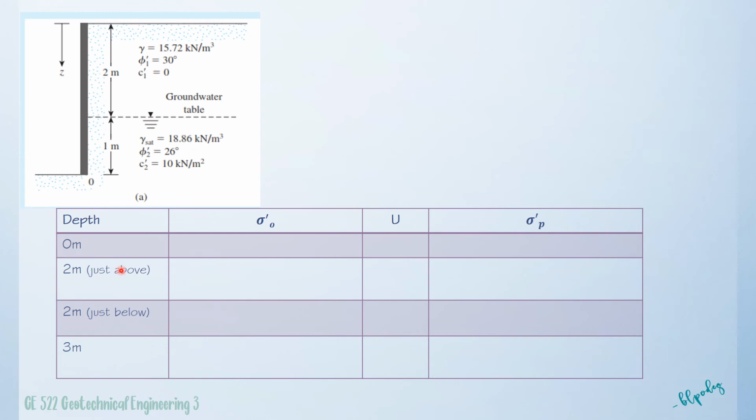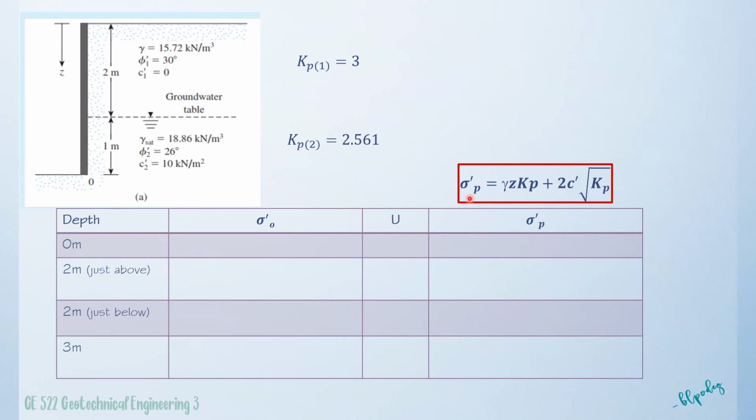We will be using a tabulation for the presentation of our solution for this problem. So first, let's just put here the value that we solved for the coefficient of pressure for the first layer of soil, that is 3. And then for the second layer of soil, that is 2.561. Alright, so our goal is to solve for the passive earth pressure given by this equation. And notice that this unit weight multiplied by z is actually your vertical stress. This one. Okay, so let's start.